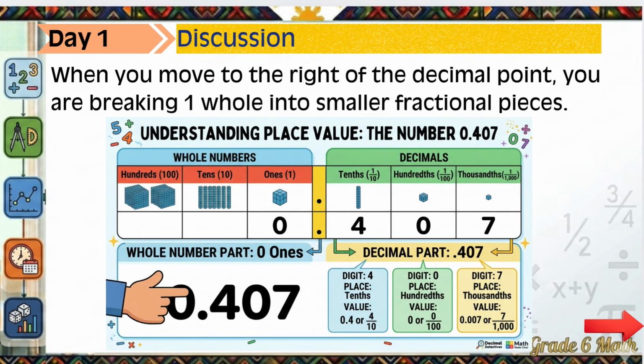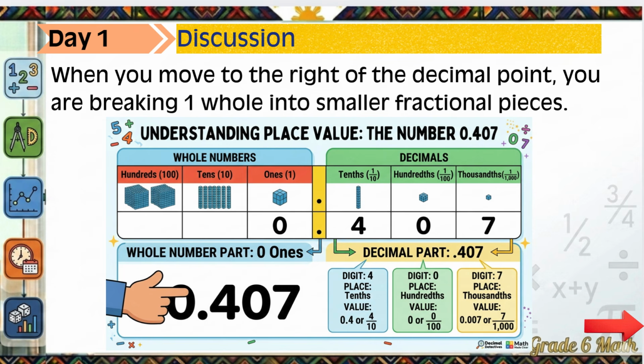Today, we are going to explore the decimal number 0.407 using our place value chart. Take a look at the board. Notice the decimal point right in the middle? It works like a divider between two teams. To the left, whole numbers: ones, tens, and hundreds. To the right, parts of a whole: tenths, hundredths, and thousandths. Now, let's look at where each digit sits in 0.407.